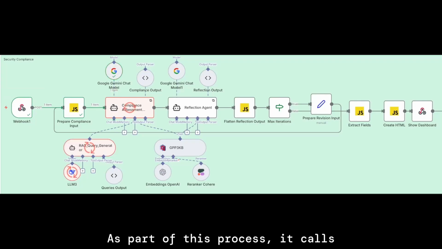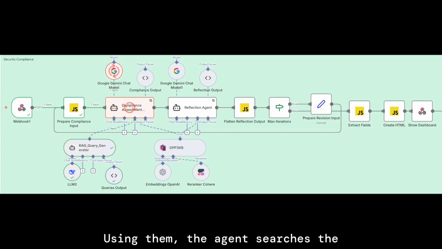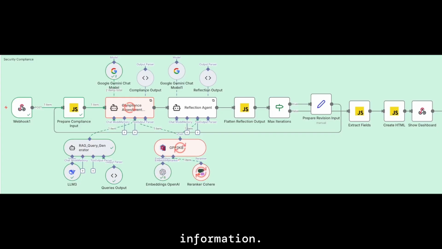As part of this process, it calls the RAG query generator tool. This is a sub-agent that creates effective queries for retrieving relevant external knowledge. These queries are then returned to the compliance assessment agent. Using them, the agent searches the knowledge base and retrieves several relevant chunks of information. The retrieved chunks are then re-ranked, so the most useful evidence is kept and unnecessary information is removed.